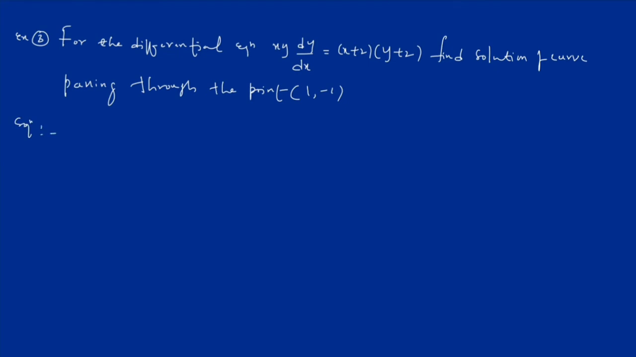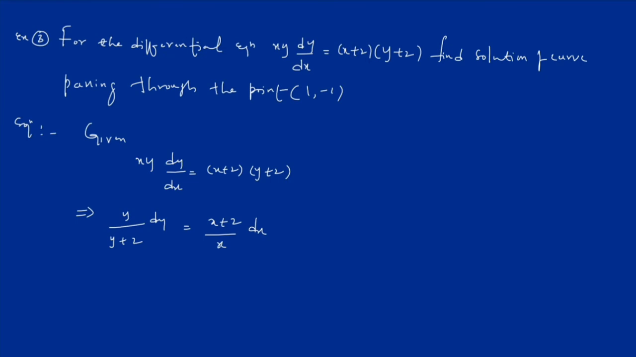It is a CRT question, right? So let us consider the given equation once again here. It is xy dy by dx, which equals x plus 2 into y plus 2, right? So now we do variable separable. The first step is variable separable. That is nothing but y by y plus 2 into dy, which equals x plus 2 divided by x into dx, right? It is variable separable.